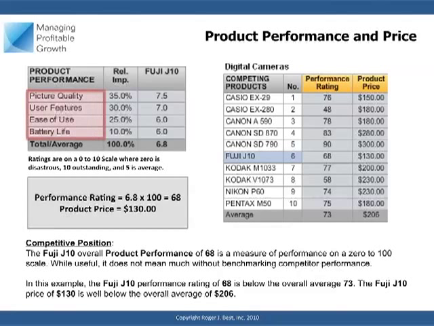In this example, 4 performance features were used to assess the performance of the Fuji J10 digital camera. A weighted average was computed using the relative importance and performance rating of each feature to produce an overall score of 63. To truly understand the value of this digital camera, we need to benchmark against the product performance of several competing products. The average product performance was 73, somewhat higher than performance of the Fuji J10. The average price was $206, significantly higher than the Fuji J10 price of $130.